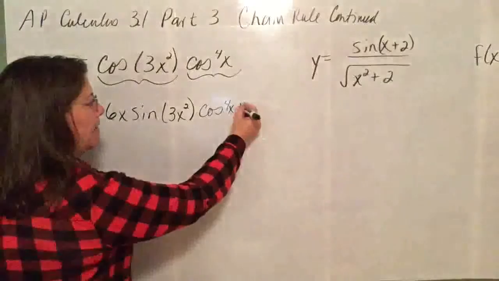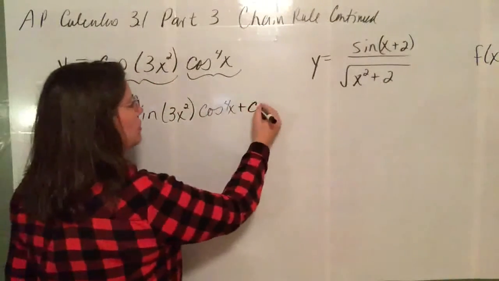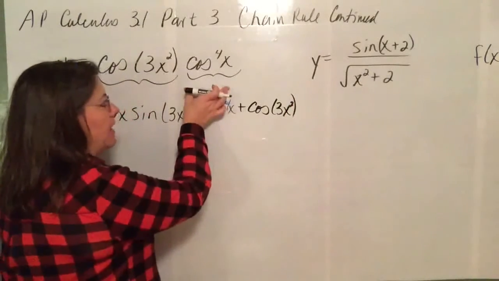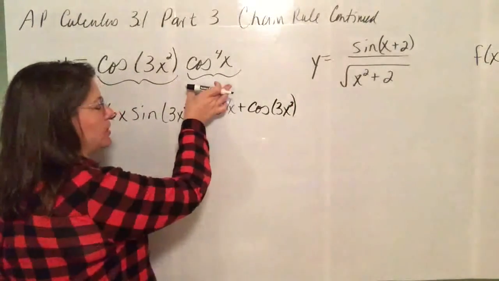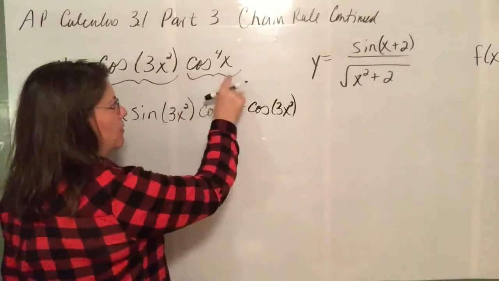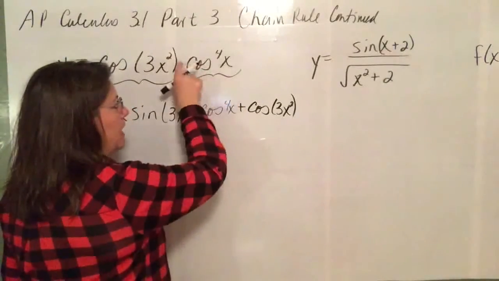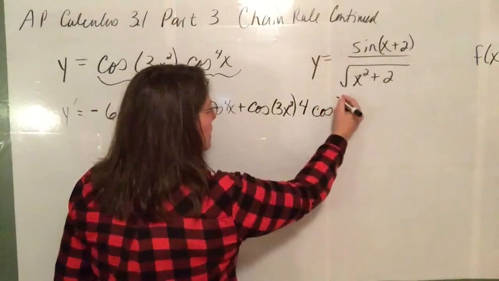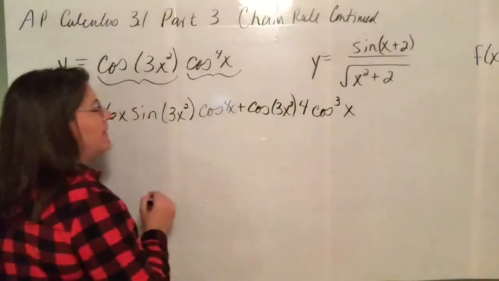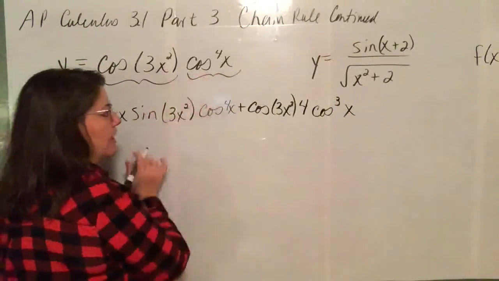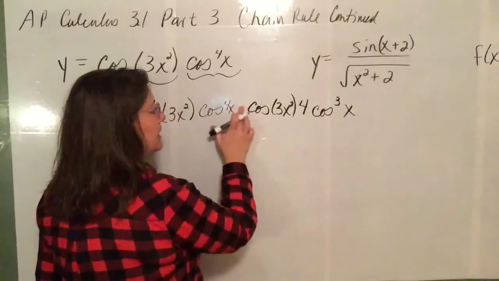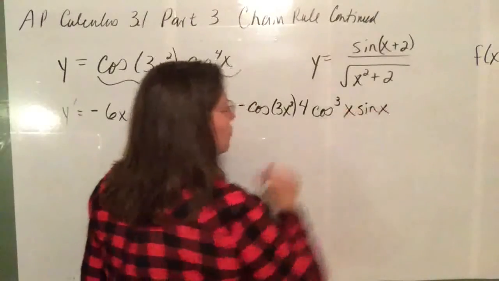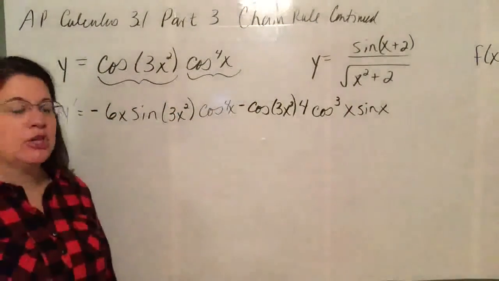And then we have to add that to the original first, cosine 3x squared, times the derivative of the second part. Now, the derivative of this part, that is the chain rule. This is cosine x to the fourth power. So 4 times 1 would be 4. We decrease the power, that's cosine cubed x. And then we have to take the derivative of the cosine x, which would be a negative sine x. The derivative of the x part is just 1, so that's not going to change anything.